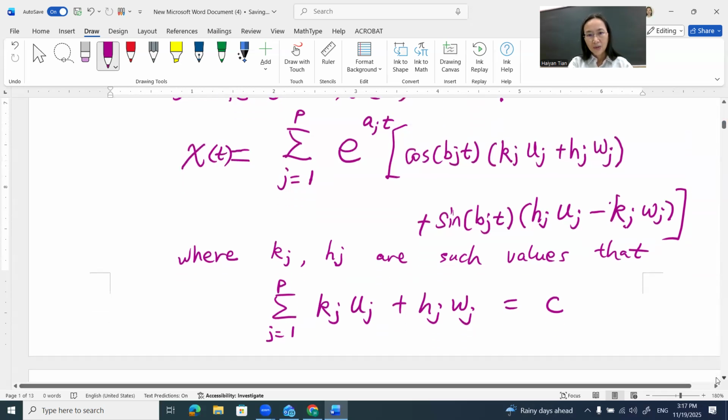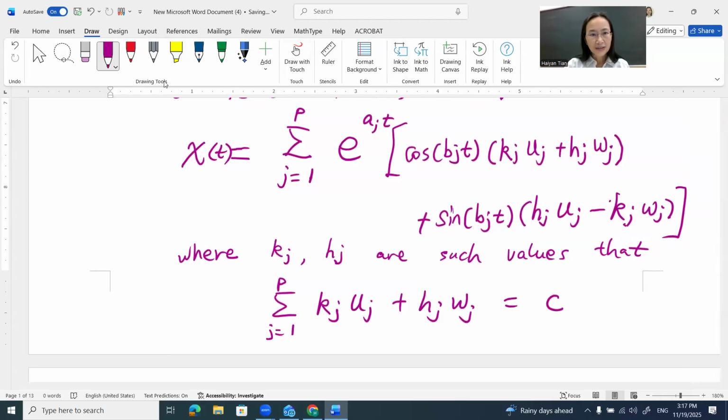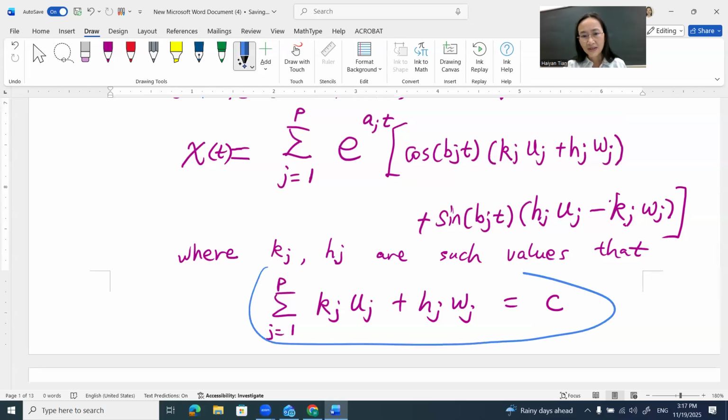So that means our solution is in this form, right? A sum of those exponentials and this vector. And then the coefficients, those real numbers hj, kj, must satisfy this system.